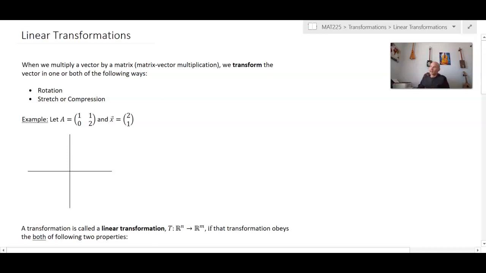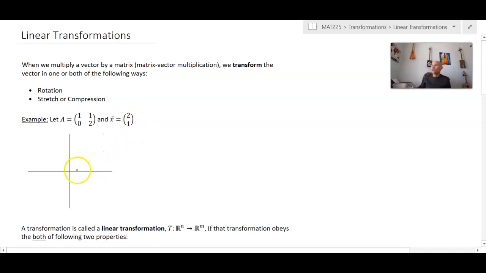We've already seen that matrix vector multiplication can be visualized as a vector being transformed in one or both of the following ways. When we multiply a matrix times a vector, we sometimes get a rotation, and sometimes we only get a rotation, and sometimes when we multiply the vector by the matrix, we get a stretch or a compression of the vector. And it's possible that both things happen. For example, if I take a vector and it gets rotated, it can get rotated and potentially scaled, maybe doubled in length. Let's take a look at one such example to remind ourselves of this.